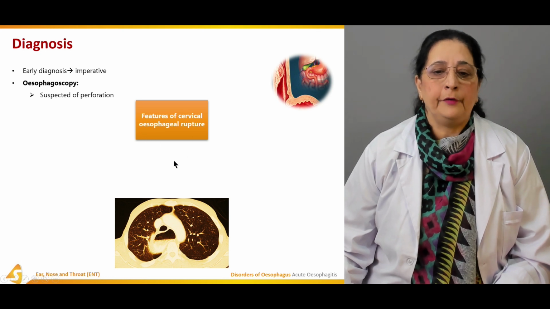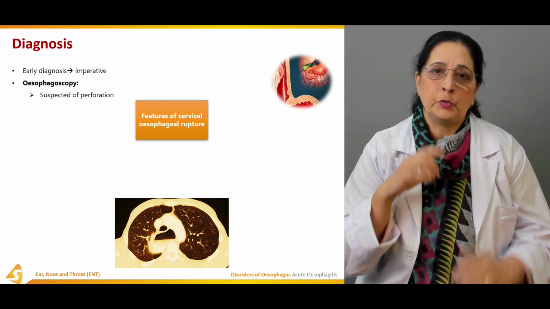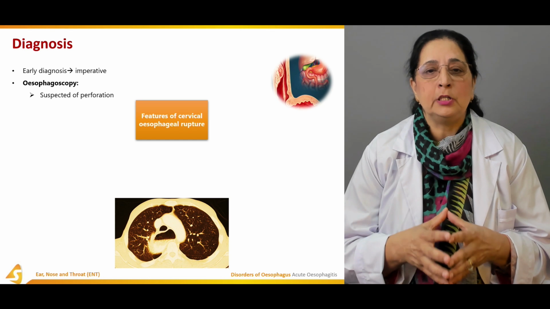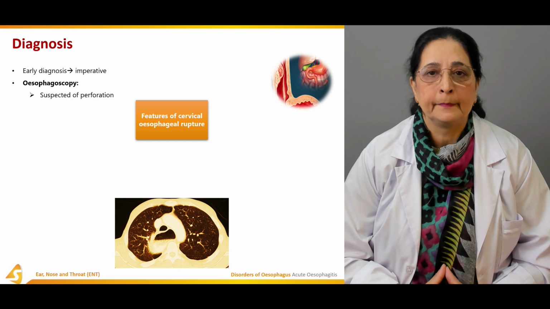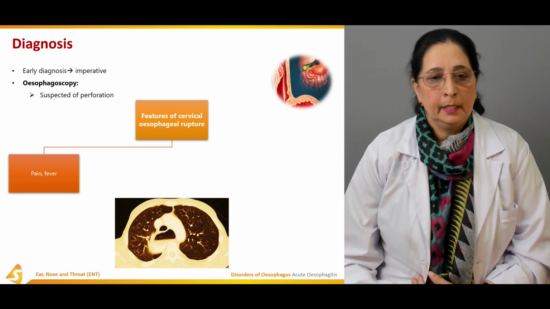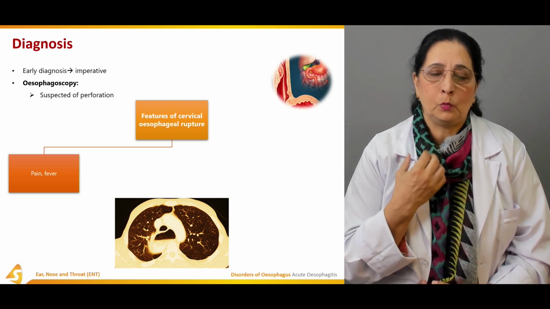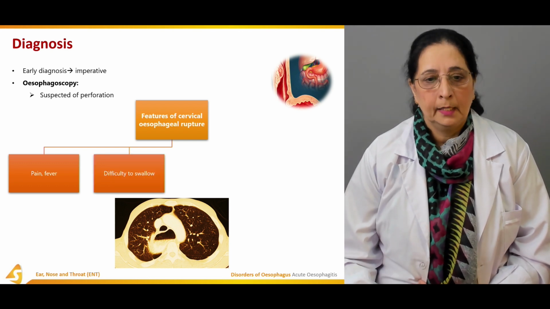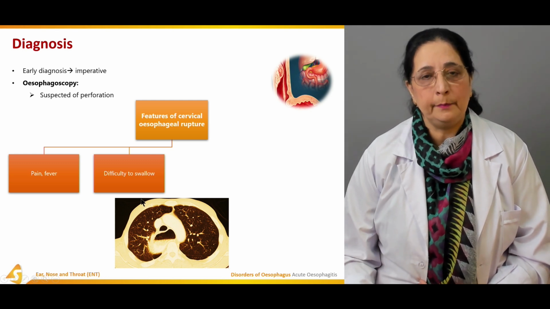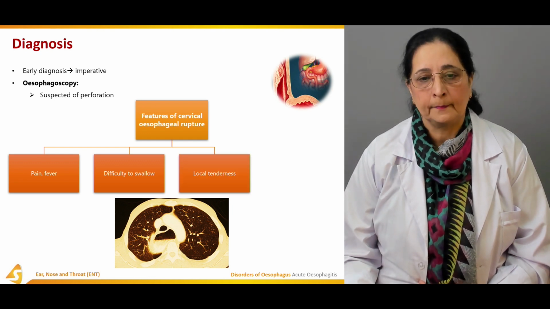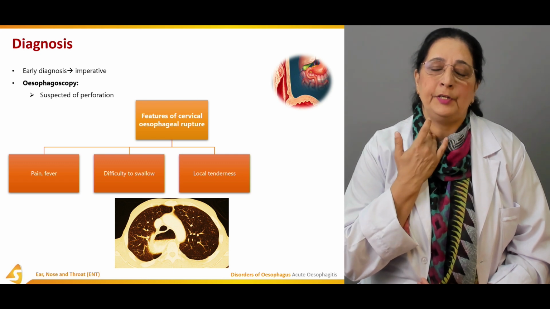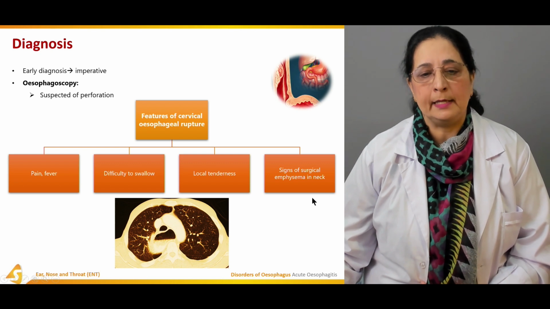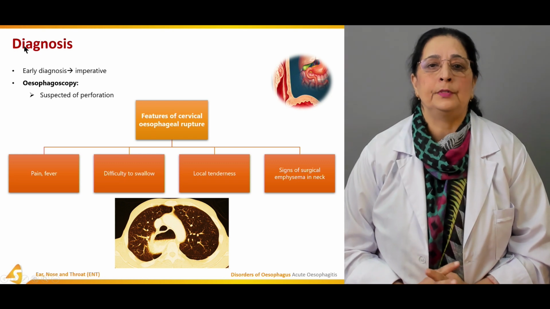Features of cervical esophageal rupture. As I mentioned, esophagus is a long tube, so it has cervical portion that is in the neck and thoracic portion that is in the chest. So what are the features of perforation of esophagus that is in the cervix or in the neck region? There is very bad pain, especially on swallowing, and there is fever. Whenever there is infection or inflammation, it can cause fever. Then we have difficulty in swallowing because of the pain, because of the inflammation, laceration of the esophagus. There is local tenderness. So when we touch the cervical region, there is tenderness in the local region. Then we have signs of surgical emphysema in the neck. So these are some features of perforation of cervical esophagus.